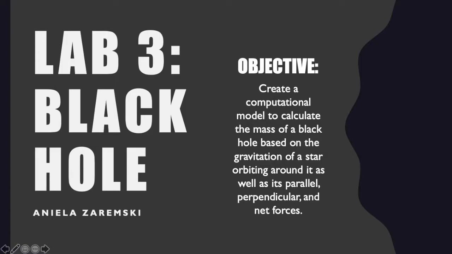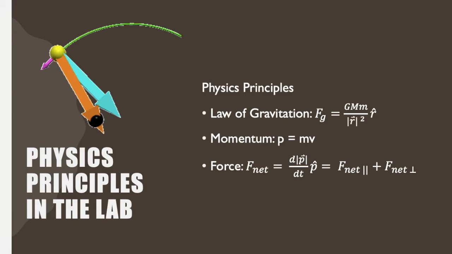In this lab today, we are going to be trying to find the mass of a black hole based on the known mass of a star and the calculated net forces that happen to the star based on the gravitation of the black hole. So the way we're going to do that is by applying the physics principles of the law of gravitation, momentum, and net force.